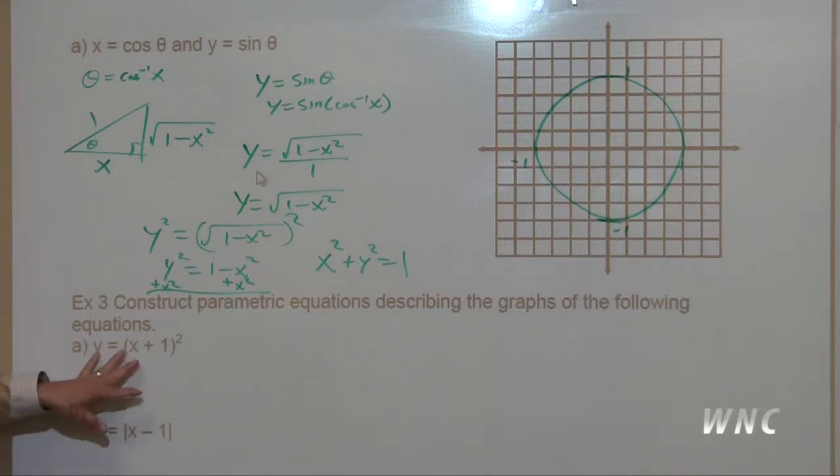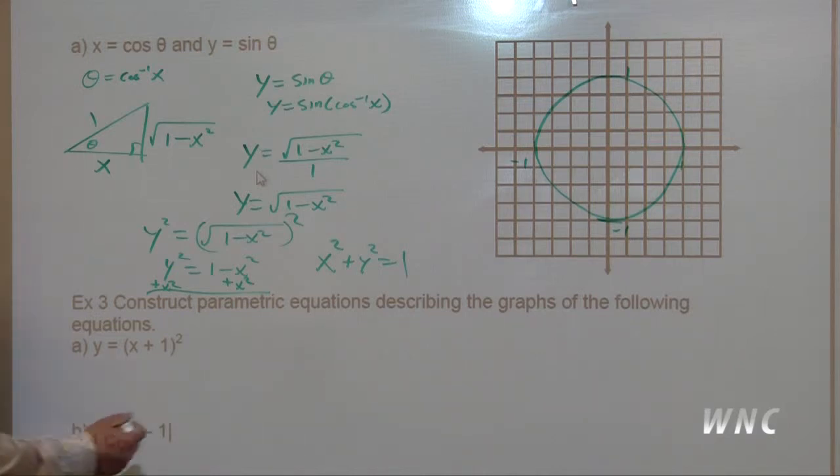Now for the next one, this is actually kind of fun. We get to construct parametric equations described in the graphs of the following equations. So think of this as when we did composite functions back in pre-calculus. We got to break it up into two parts. So for example, in this case, a very simple one, you can say x equals t. I'm going to go a little more complicated.